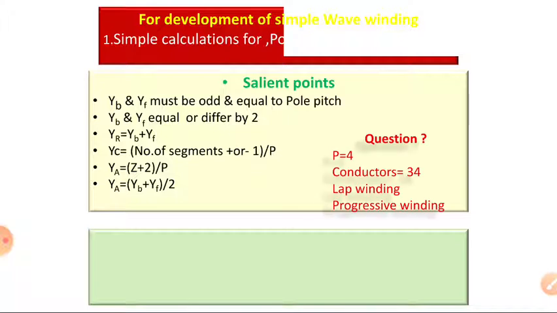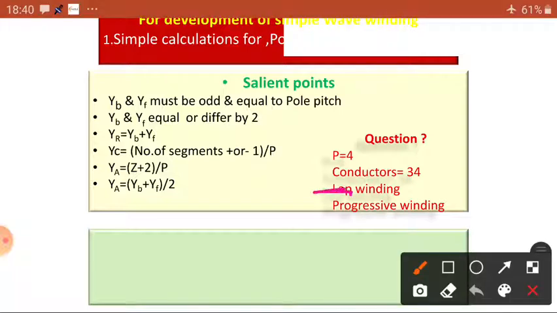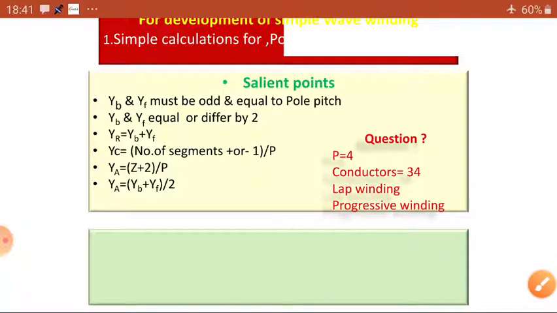So let us develop one. What is the question given? Here the number of poles is 4, the total number of conductors is 34, and it is a wave winding, not lap winding. This is our question, and it is a progressive winding. So the first step is to develop the simple calculations. Let us do some simple calculations.